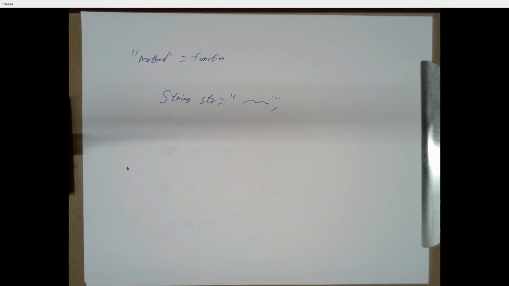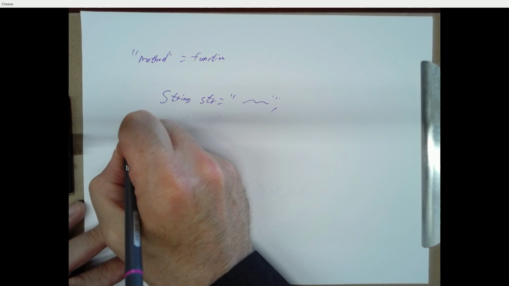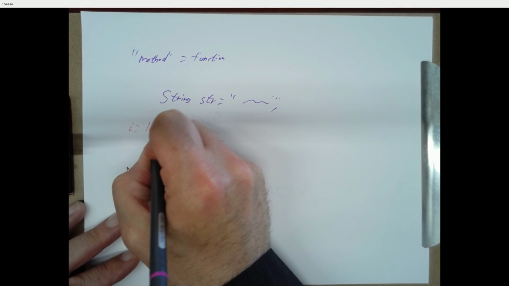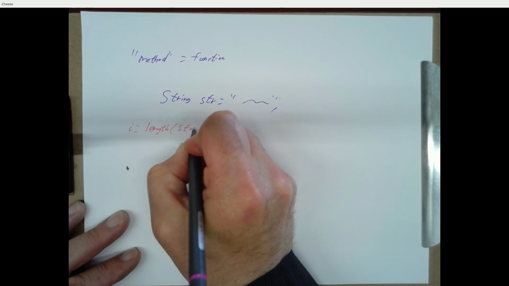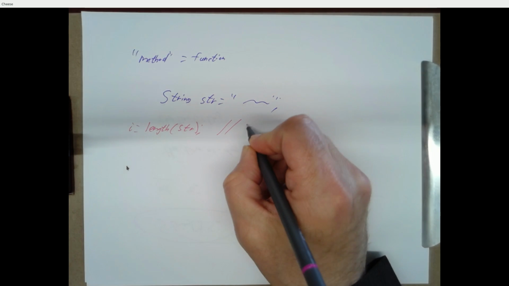Well, here's how we would do this in a non-object-oriented language. We would say something like, i equals length of str. In C, it would be i equals strlen of str. Right? We have a function, and we pass our variable to it, and it returns an answer to us. Okay, that's C-like.